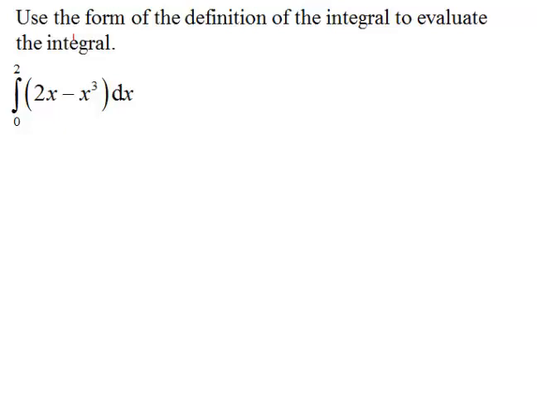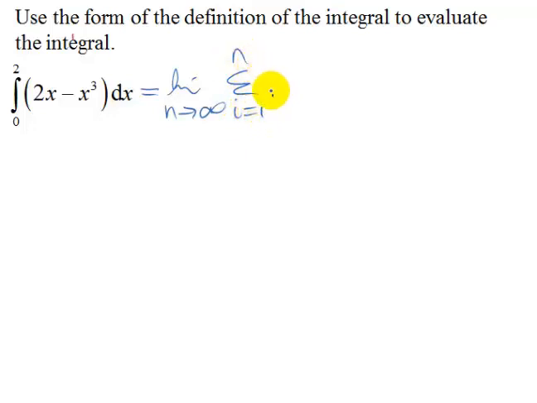Use the form of the definition of the integral to evaluate the integral. So let's go ahead and express this integral using the definition, which says this integral equals the limit as n approaches infinity of the sum when i equals 1 to n of f of x sub i times delta x.